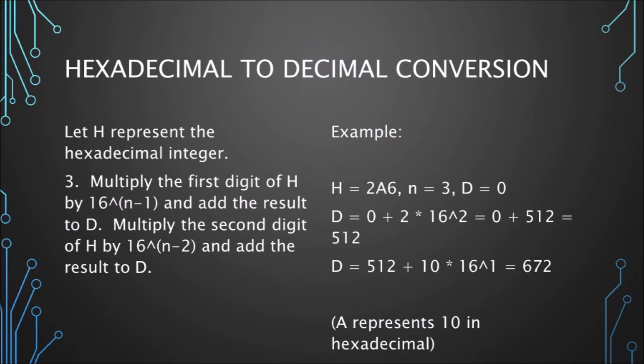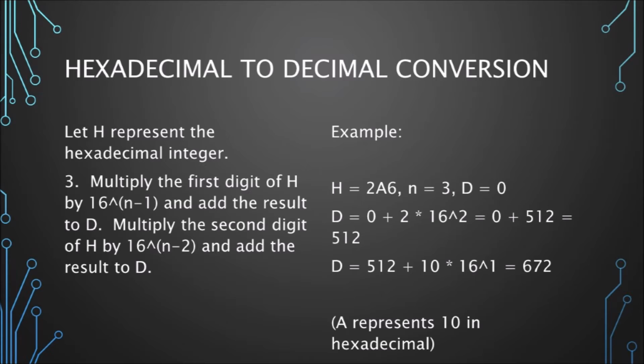Step 3. Multiply the first, leftmost digit of the hexadecimal integer by 16 to the power of n minus 1 and add the result to D. Subtract 1 from n. Go to the next digit and repeat this step until n reaches 0. With n equals 3 in our example, the leftmost digit 2 gets multiplied by 16 to the 3 minus 1 power, or 16 squared. The result, 512, gets added to D.